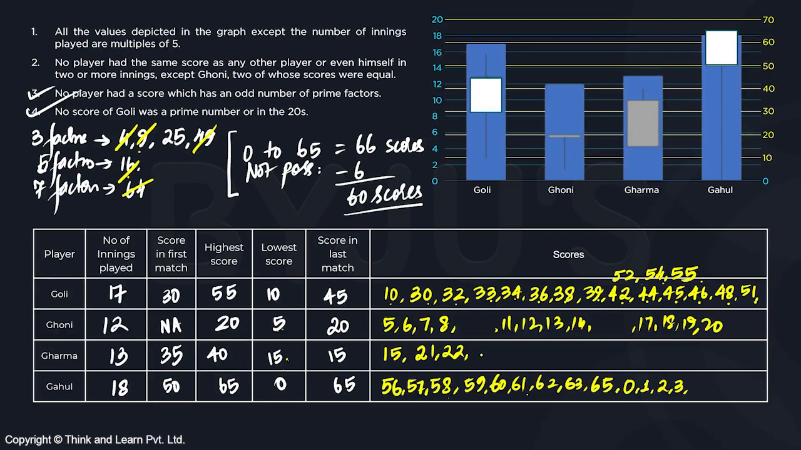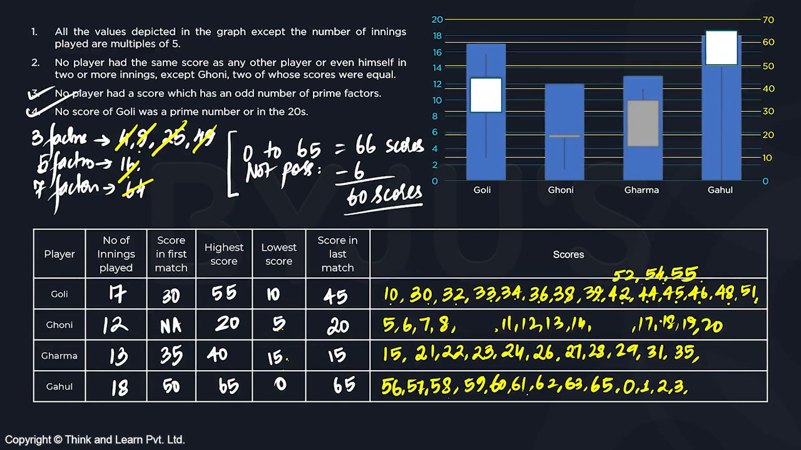All the 20s will come here. 21, 22, 23. Can we take 23? Yes. 24? Yes. 25? No. 26? Yes. So far, no one has taken 26. 27? Yes. 28? Yes. 29? Yes. 30 we can't take. 30 has already gone to Goli. 31, the prime numbers. Then 32 no, 33 no, 34 no. 35 is missing, so 35 will go here.